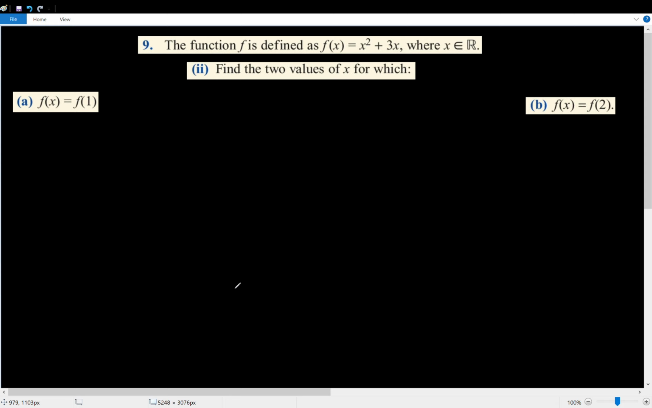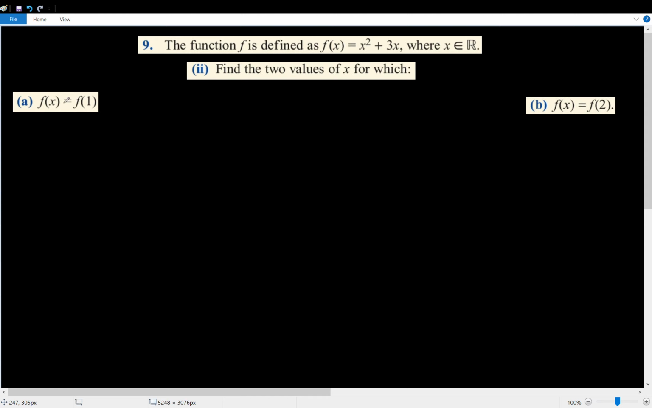This is question 9 part 2 from exercise 20.1 in Project Math 2. The function f is defined as f of x equals x squared plus 3x, where x is an element of R. And we have to find two values of x for which, in part A, f of x is equal to f of 1, and in part B, f of x is equal to f of 2. So let's look at part A.